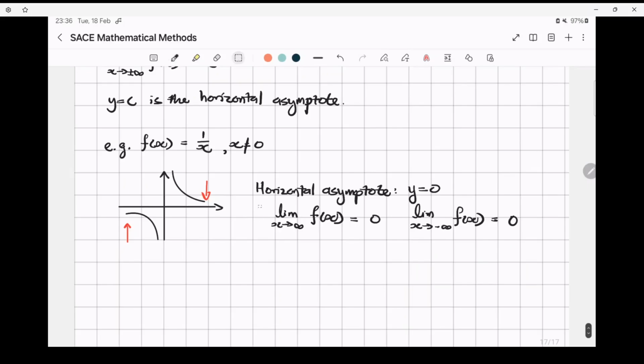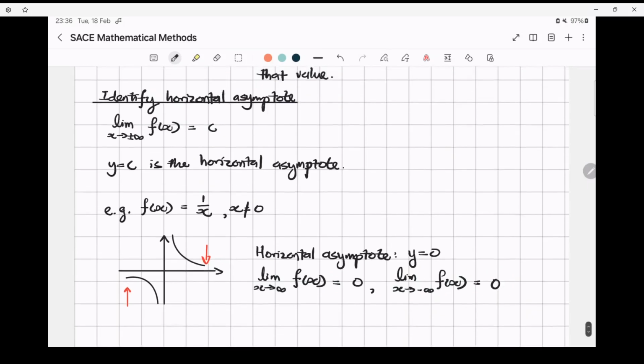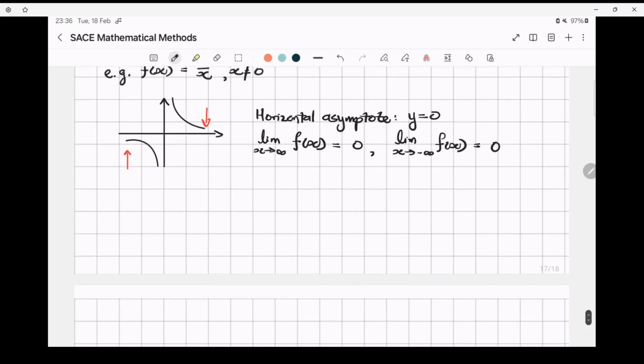So in an actual scenario, you don't really need to study this in a theoretical sense. What you can do is, for example, let x be a very large number, let's say 10,000, and find the value of f(10,000). Plug it in your calculator: 1 divided by 10,000 is 0.0001. So it means that this particular limit is true. That's the fastest way for you to identify your horizontal asymptotes.